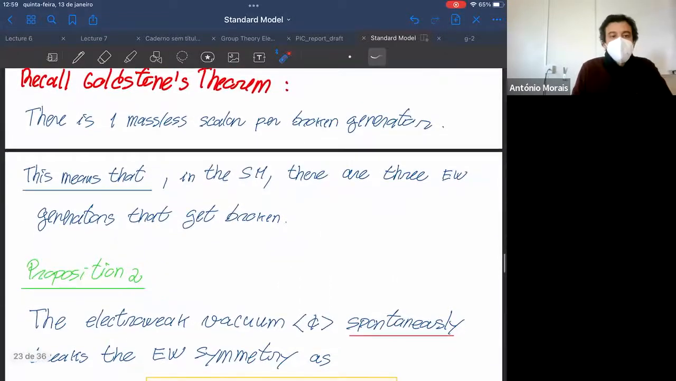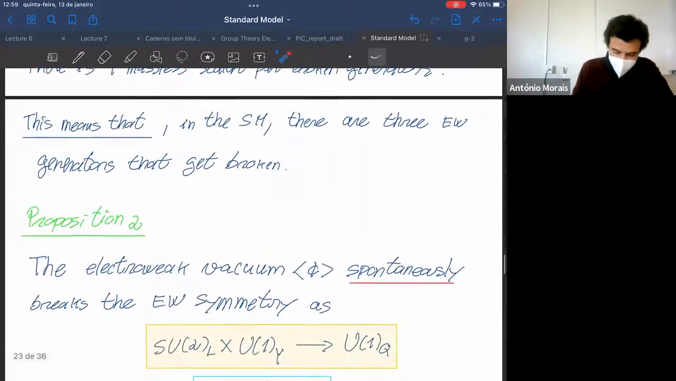So, and we remove them by gauge fixing? Yes, okay, exactly. That's exactly what we do.